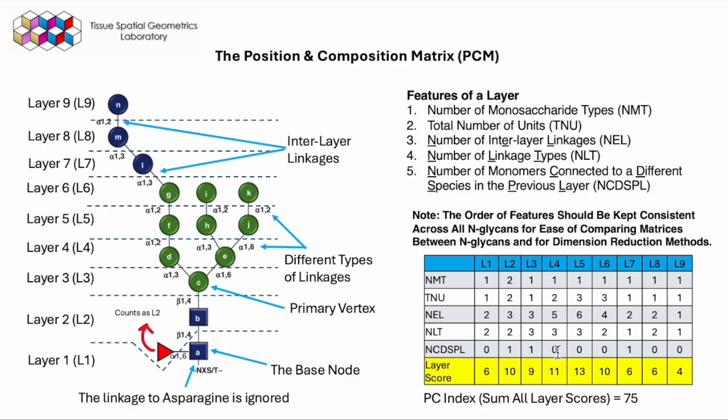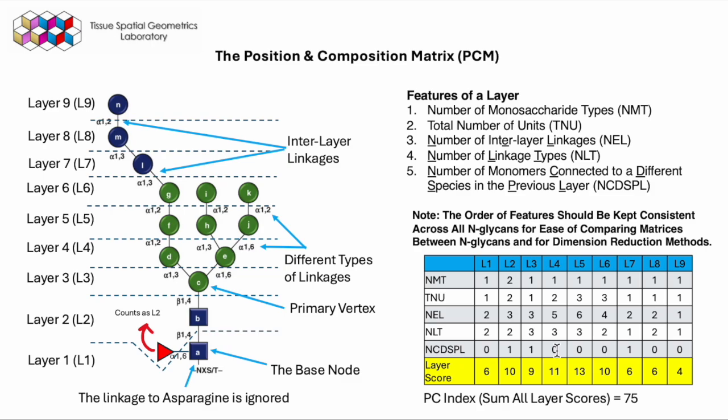Lastly, feature number 5 asks, are any monomers in layer 4 connected to a different monomer in the previous layer? The answer is no, because layer 4 has 2 mannoses. They're both connected to also a mannose in layer 3. So the last value in layer 4 is 0.